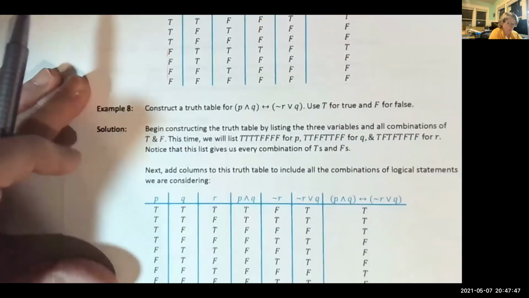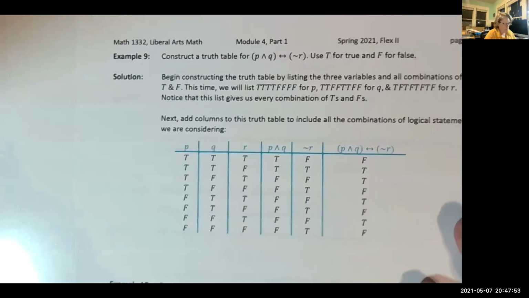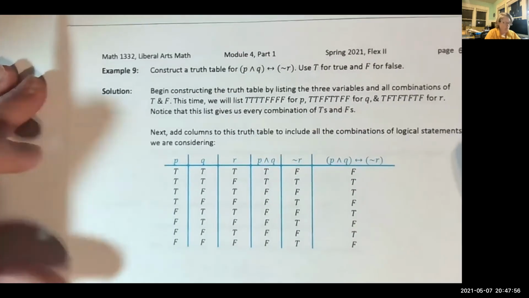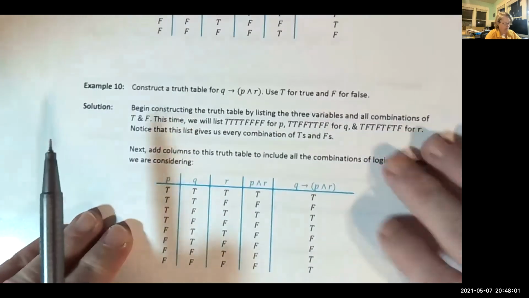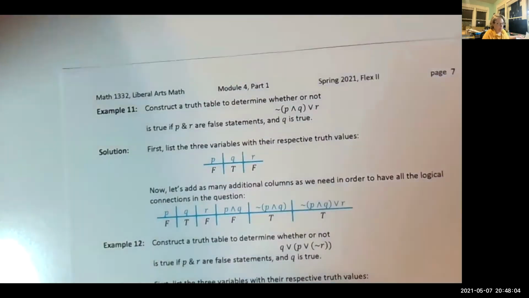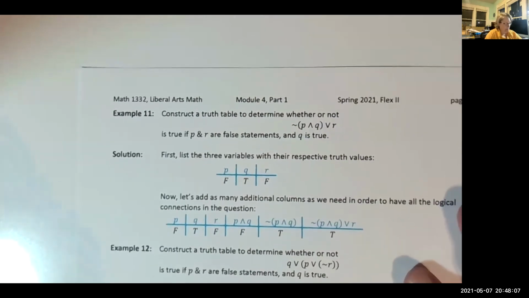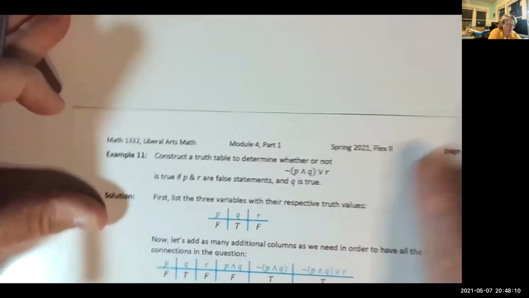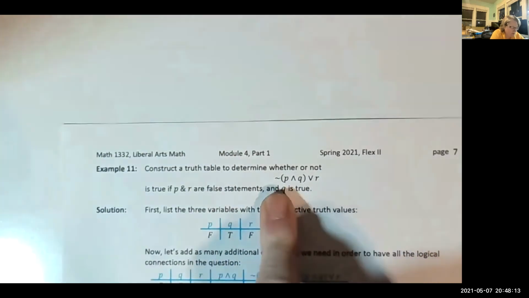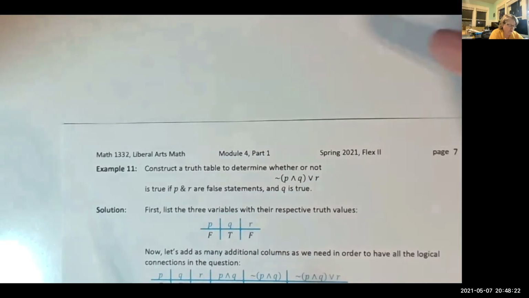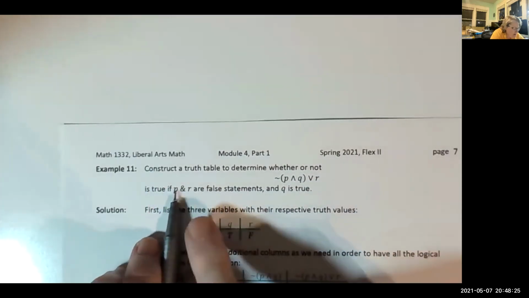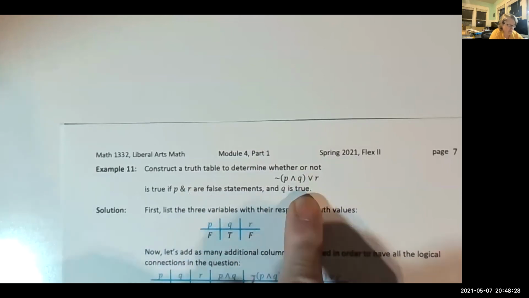If you look at the notes, I worked out I think two complete additional examples that I'd like for you to walk through on your own and ask me about if you have questions. But let's look at one more thing before we go to Connect Math. What if we have a question? We want to consider whether not parentheses P and Q, or R, is true or false if both P and R are false statements and Q is true.